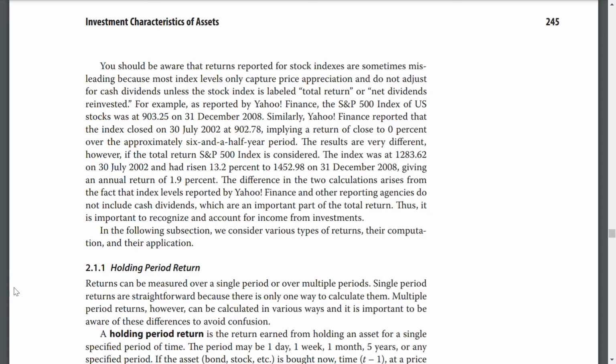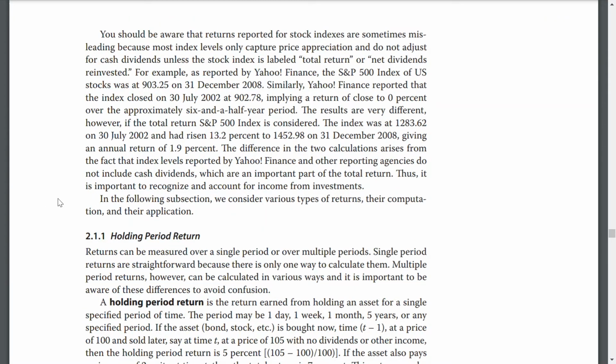The results are very different. However, if the total returns of the S&P 500 are considered, the index would be 1,238.83. So yeah. In the following subsections, we consider various types of returns, their computation, and their applications.